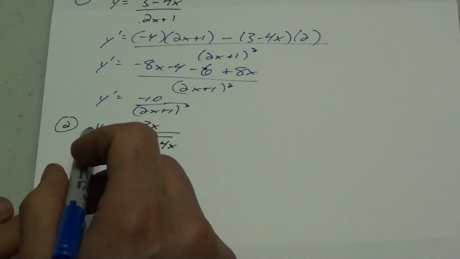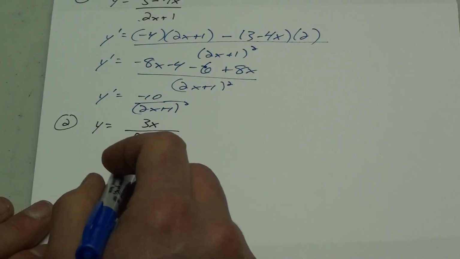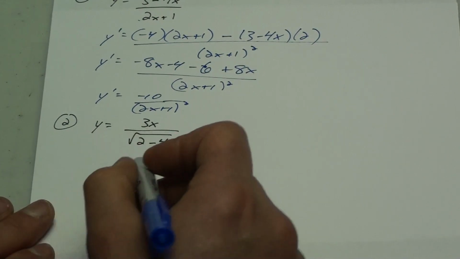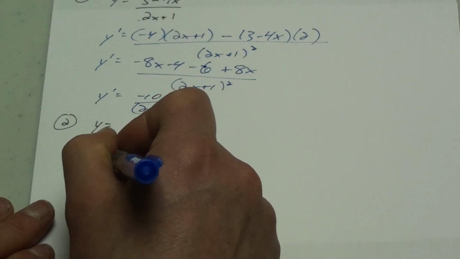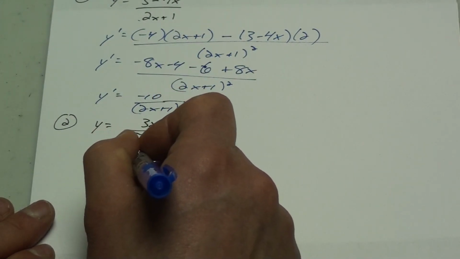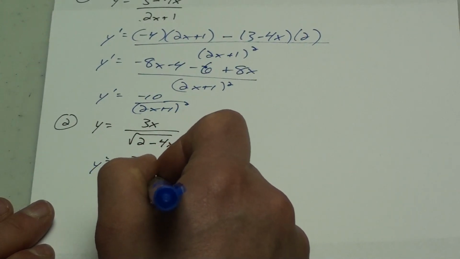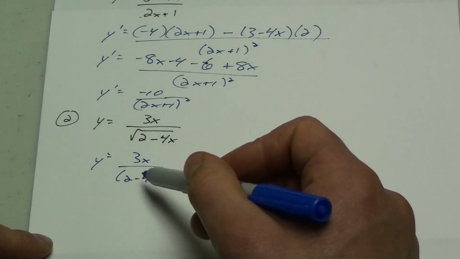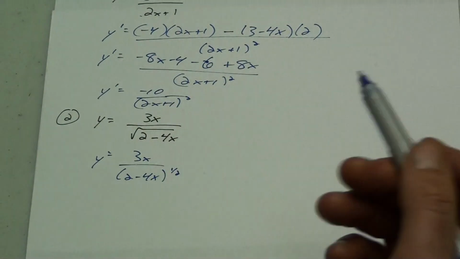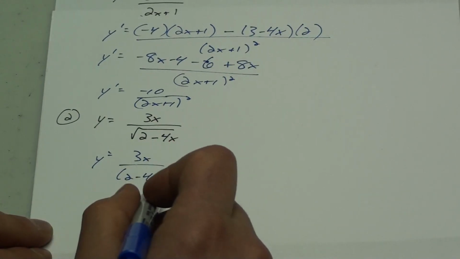Another example, y equals 3x over the square root of 2 minus 4x. So the first thing I'm going to do is write it out as 2 minus 4x to the exponent of 1/2. Now this is a quotient rule. I'm dividing, I have two different functions, but when I'm doing the derivative, I'm going to take the chain rule to figure out the derivative of the bottom.